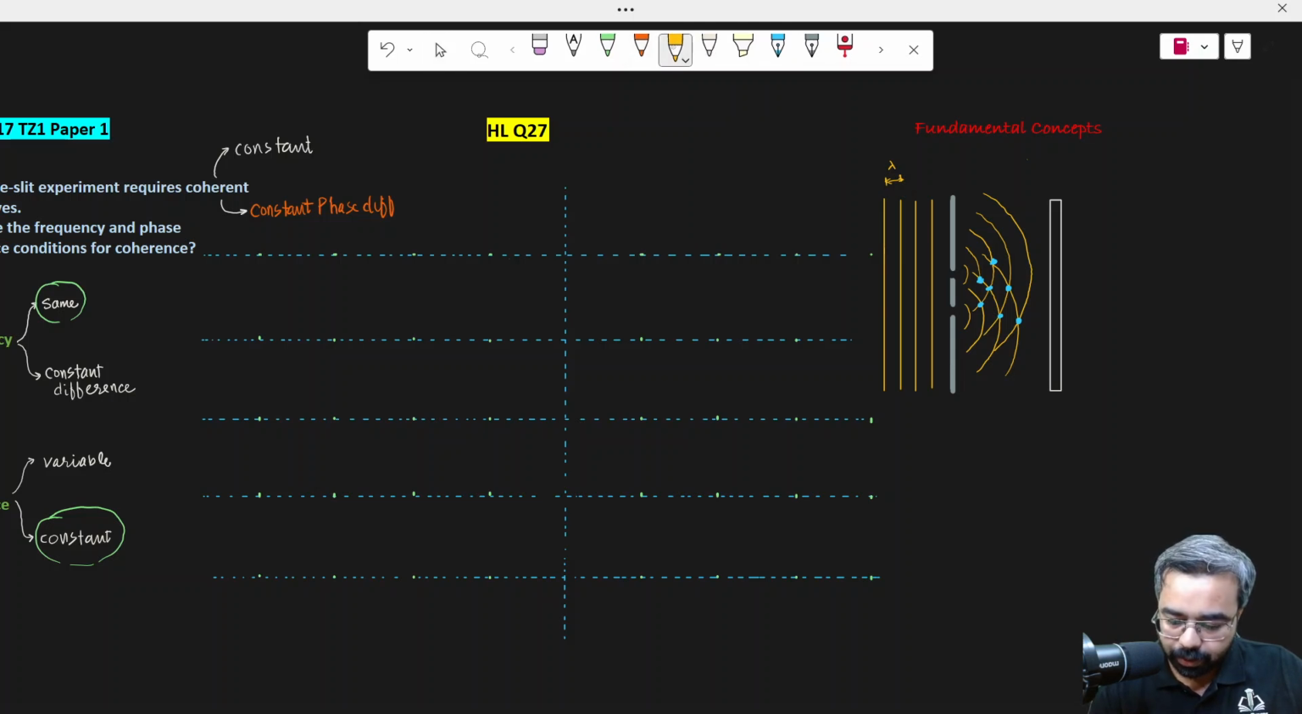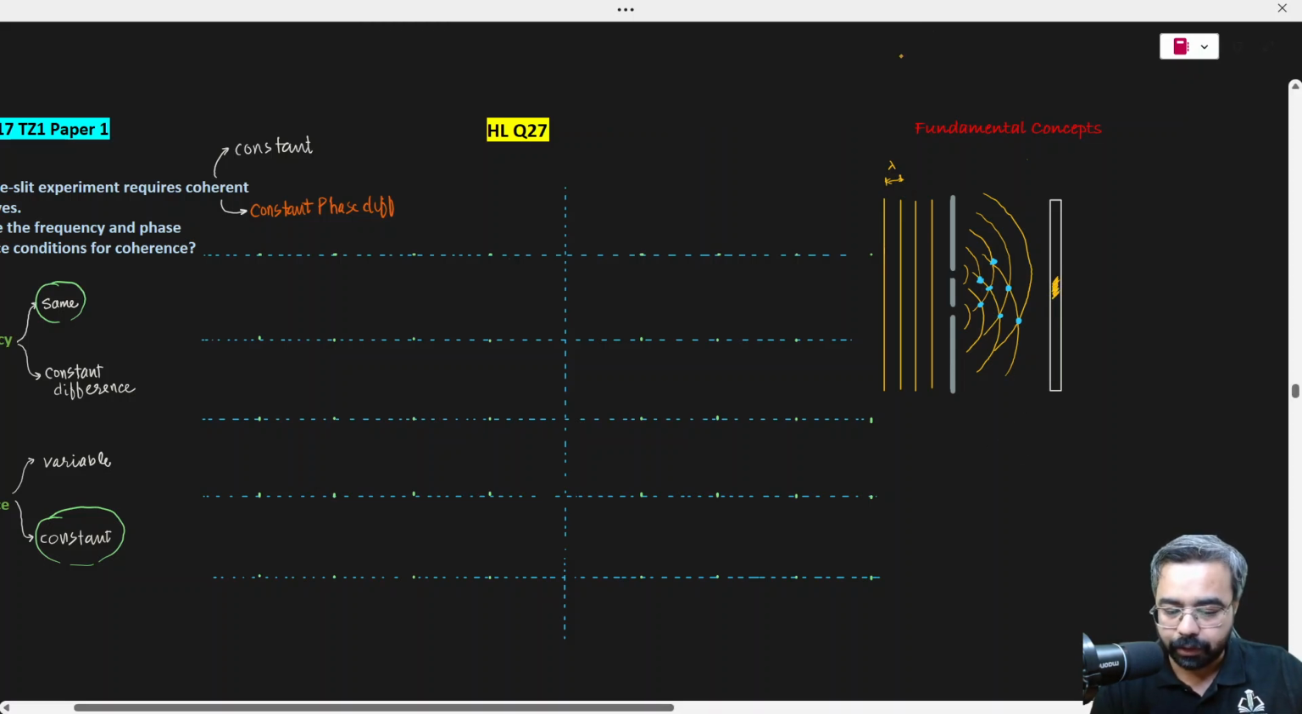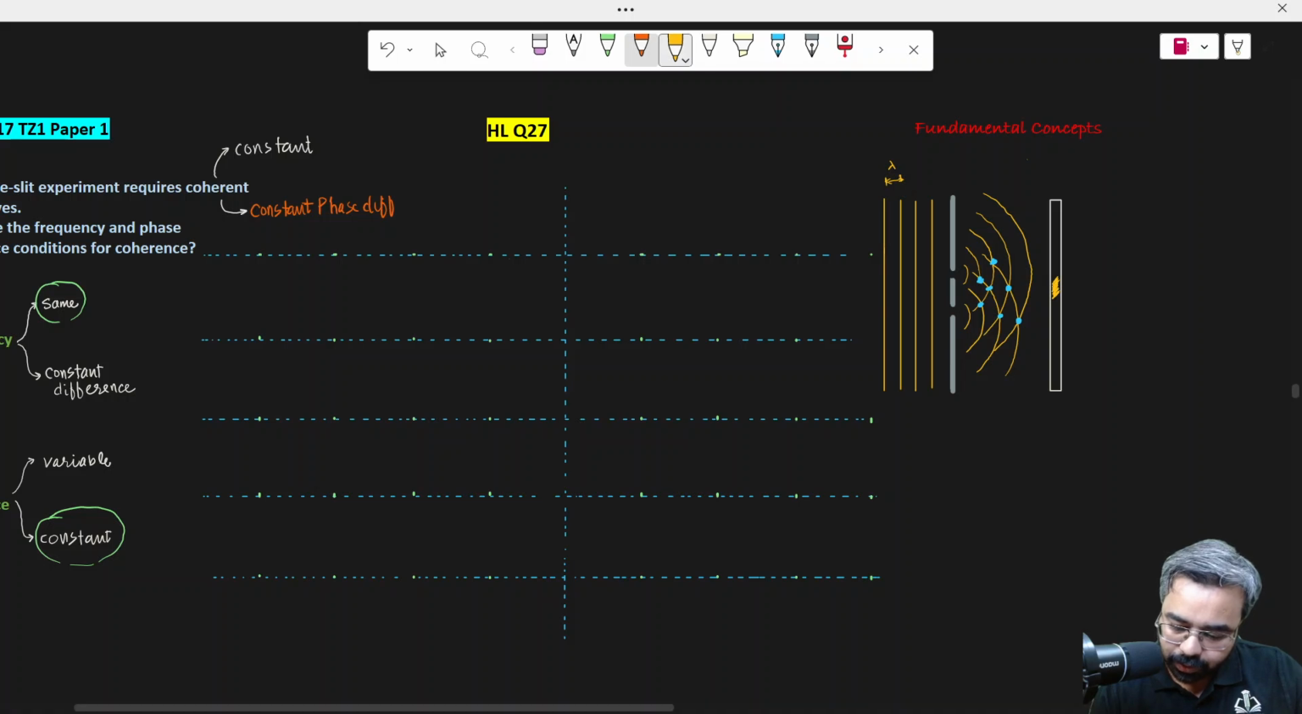And hence, what pattern do we get? We always get a bright spot due to the constructive interference in the middle, and then we get a dark spot due to destructive interference. Anyways, these are the overall general idea of the fringes. Between any two consecutive bright fringes, we have a dark fringe that is also called minima.